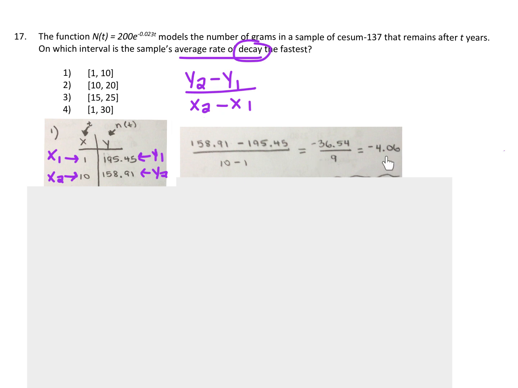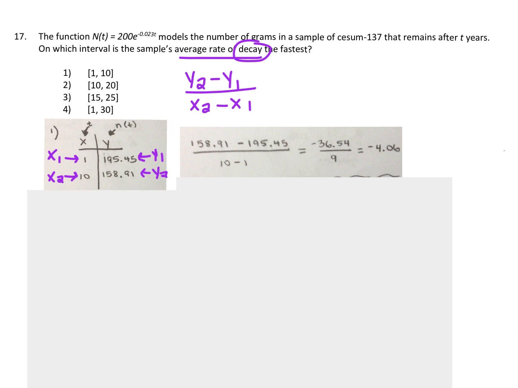And when you do, for choice 1, you get the average rate of decay to be, technically, this is the average rate of change. So the average rate of decay would be, it's decaying by 4.06. So because of the word decay, that takes care of the negative. So it's decaying at a rate of 4.06 grams per year. All right, now you're going to do the same thing for each one of these intervals. So if we look at choice 2, x sub 1 would be 10 and x sub 2 would be 20.